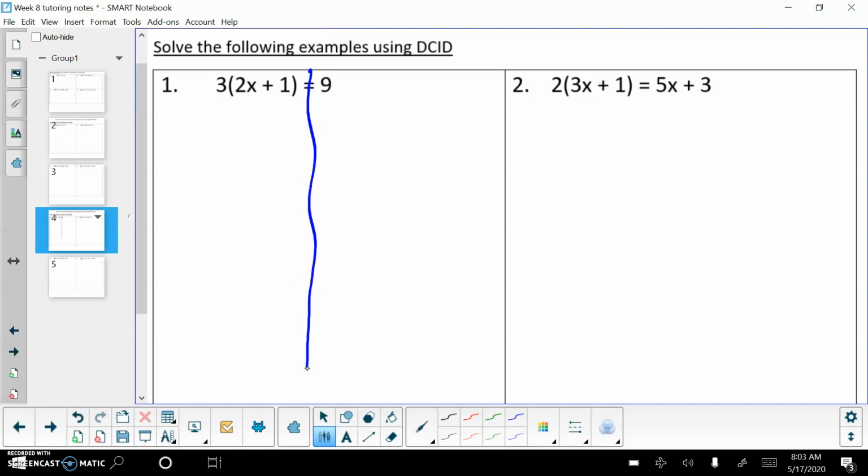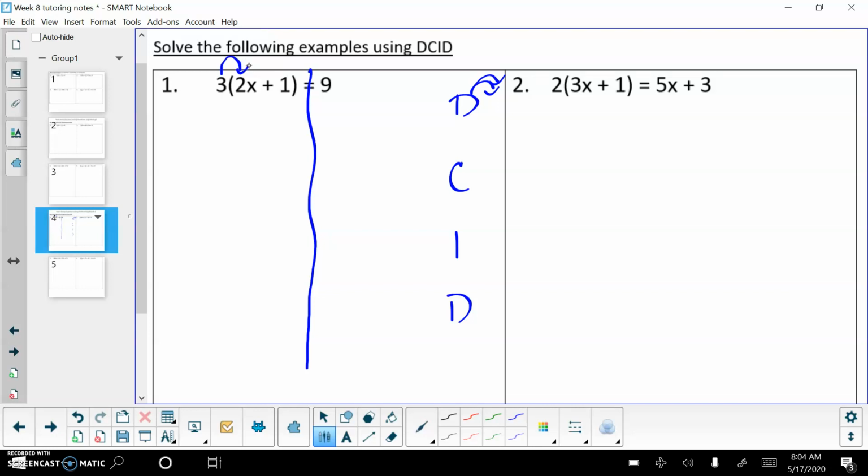I'm going to draw my line. Okay, now with the DCID, I'm going to write the steps over here, and we can kind of remember these. The first step is the distribute. That's the multiply step if you have parentheses, and in this case we do. So you're going to multiply the outside number against the insides, and it's number to number, variable with variable.